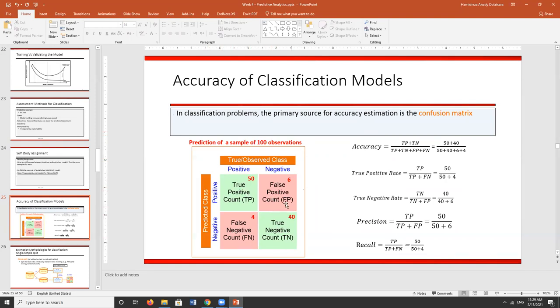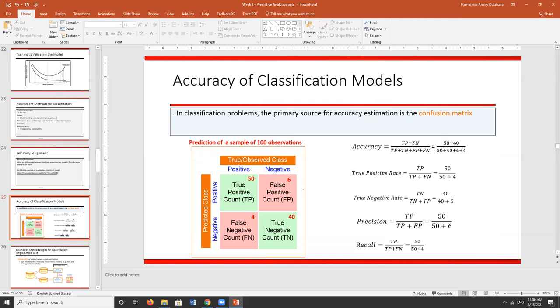We also look at the false positive count, or FP. In the Titanic example, let's say six people we predicted would survive, but based on the data, they died. So we call it false positive. Again, in the Titanic case, let's say we predicted four people died, but based on our historical data, they survived. So they are falsely labeled as negative, or die.